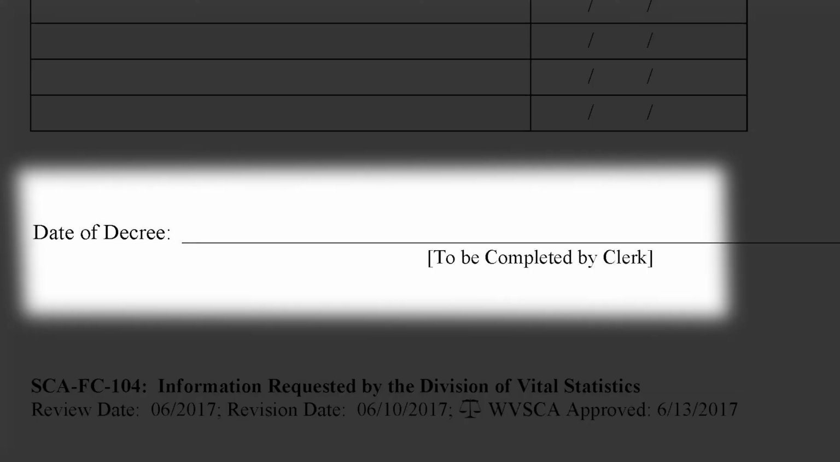The last line on the form, the date of the decree, will be completed once the divorce is finalized by the circuit clerk's office. If you have any additional questions, please call Legal Aid of West Virginia or visit our website.